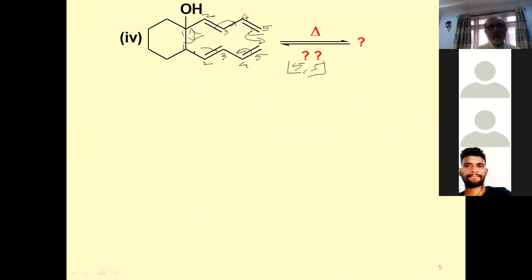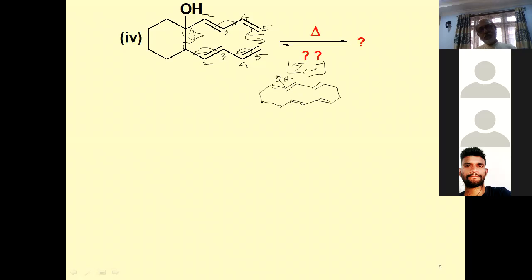Then it comes here, then it comes here. So what do we get? We get this one. This double bond will be here, then a double bond, and again another double bond. Then this one, a double bond here. Then again, a double bond here. And there will be an OH. Is it the product? Is it the product?